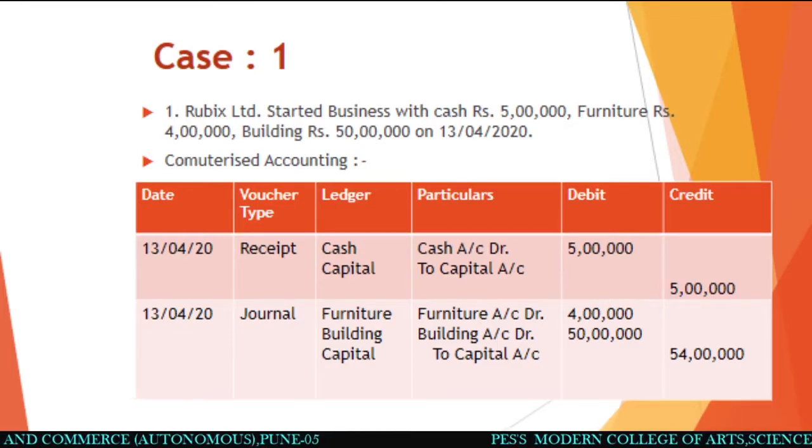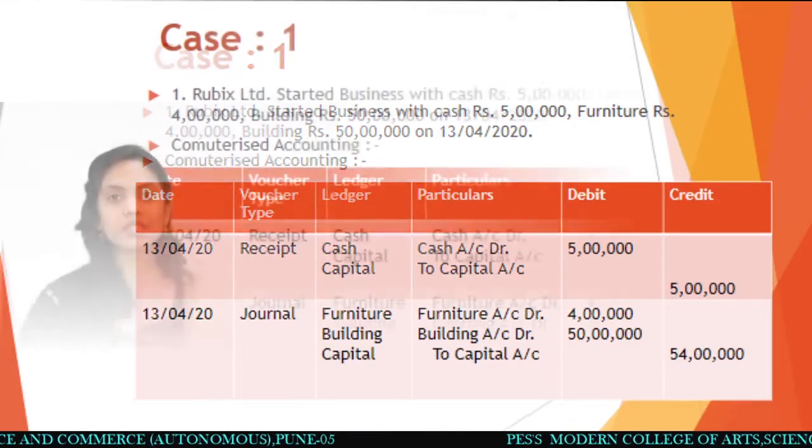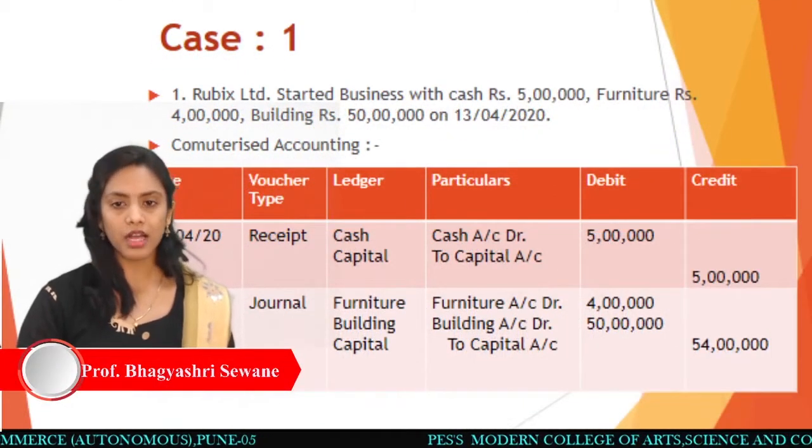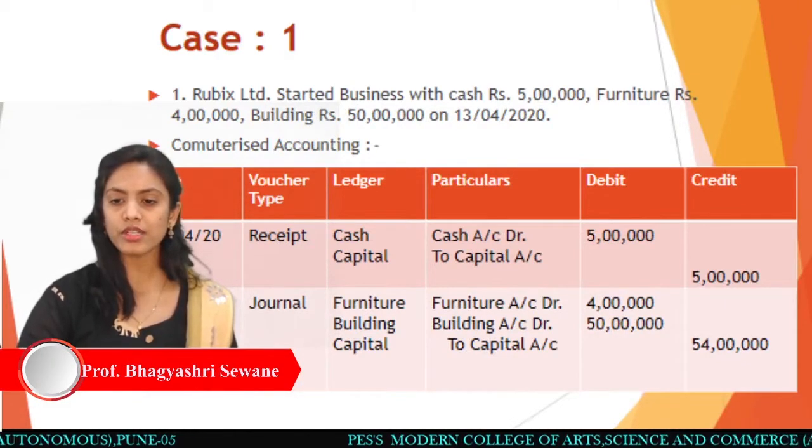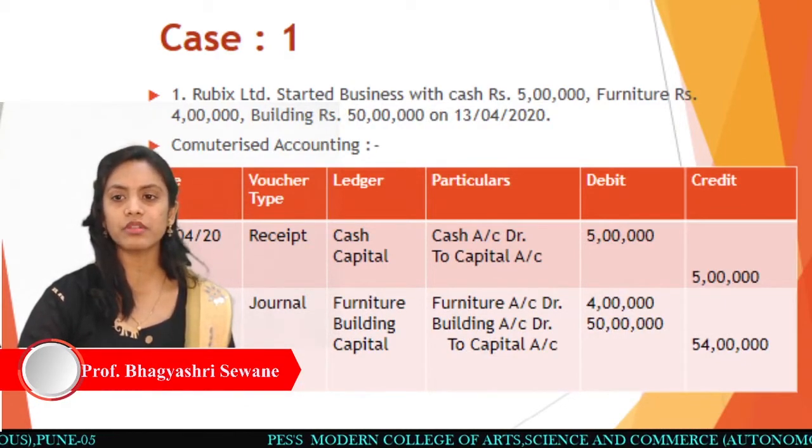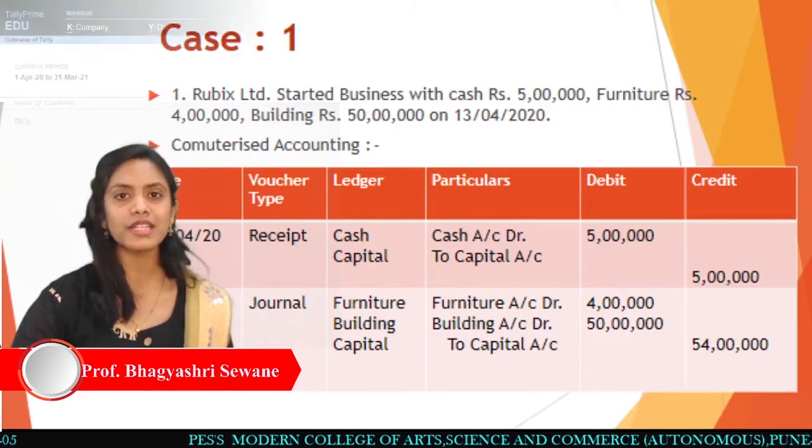Whatever ledgers are required, you can see in the ledger column also. That is cash, capital, furniture, building and capital. These ledgers we have to create. Out of that, cash was already created, so we had created the new ones, that is capital, furniture and building. These three ledgers we have created already in Tally. Right now we are going to see how to do this accounting in Tally. Okay, so students, we will go to Tally first and we will see how to do these entries.